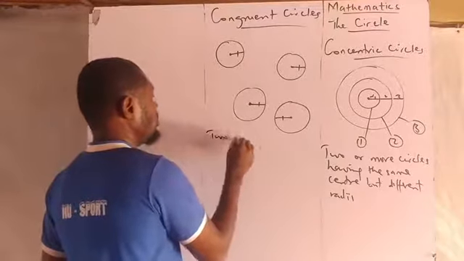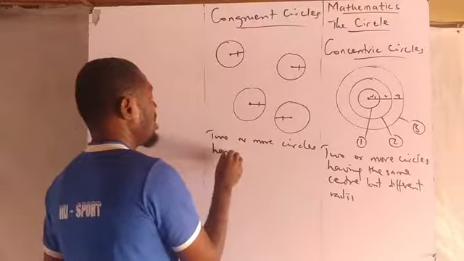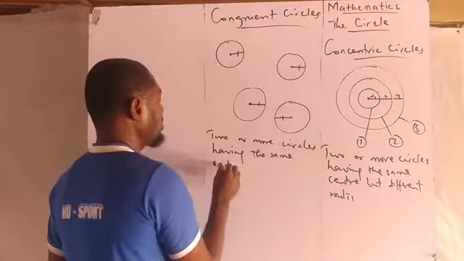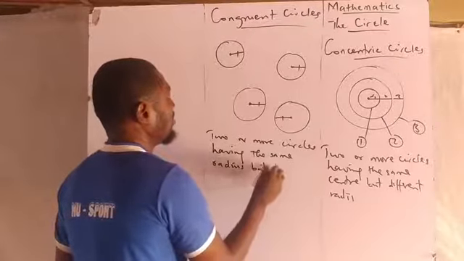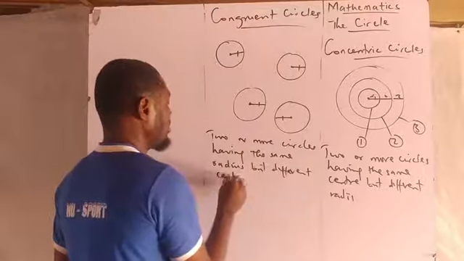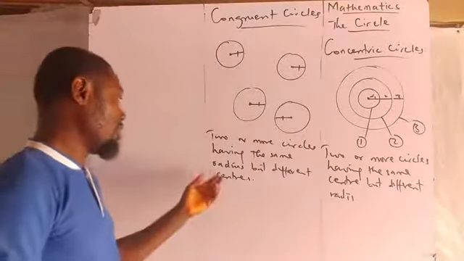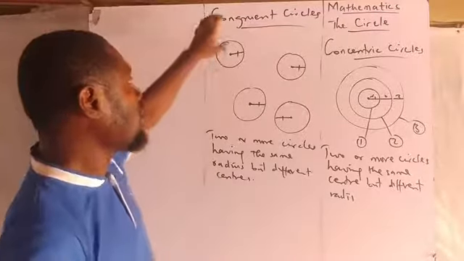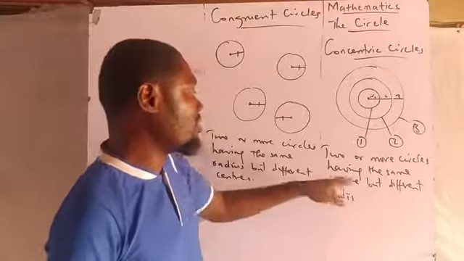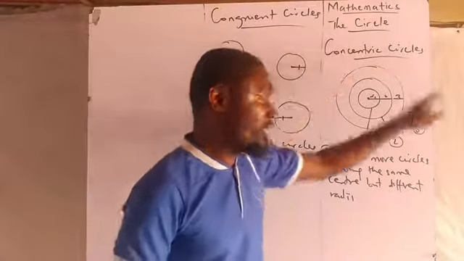Two or more circles having the same radius but different centers is what we call congruent circles. Two or more circles having the same center but different radii is called concentric circles.